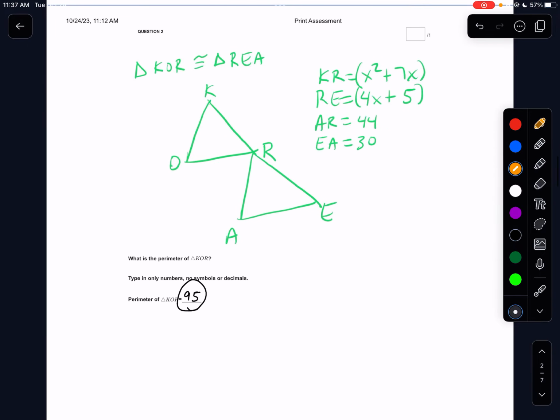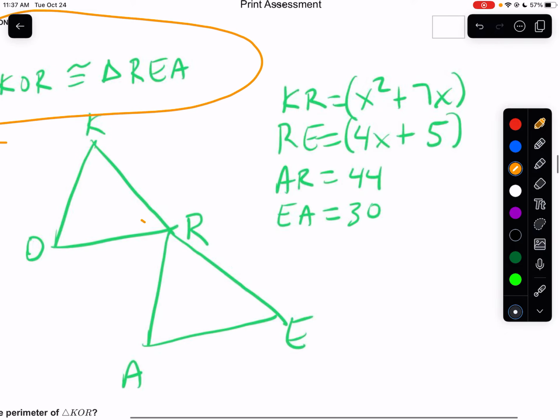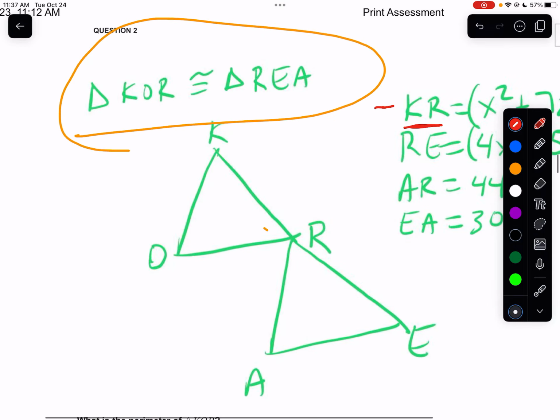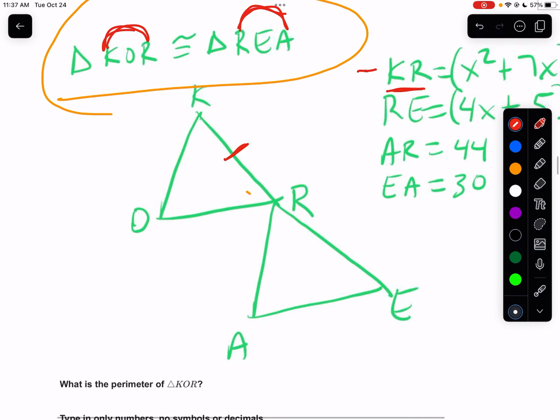All right, moving on. This is a test in do you know how to use congruency statements, or are you going to let the picture mess you up? So they gave us KR, right? You see that? I know you do. What does KR go with? It goes with RA. KR goes with RA.